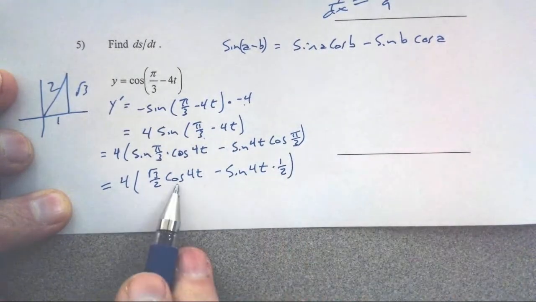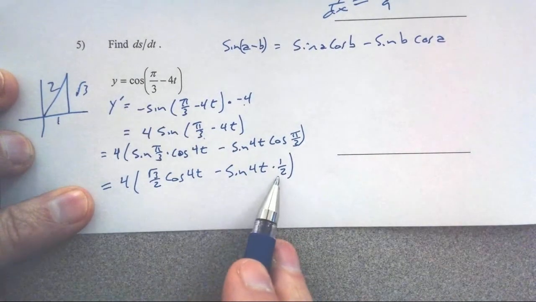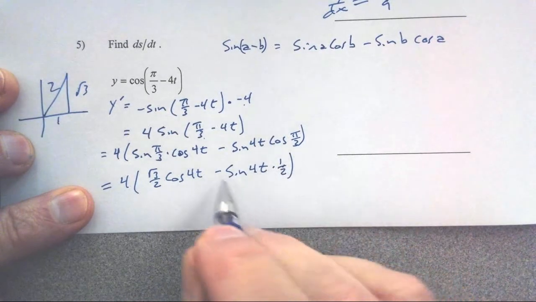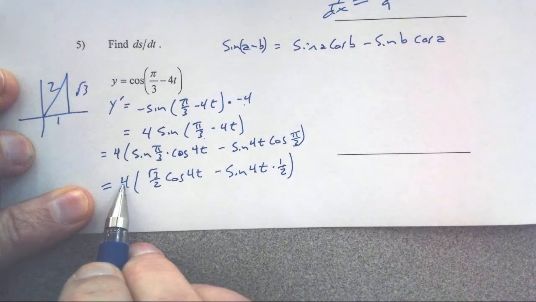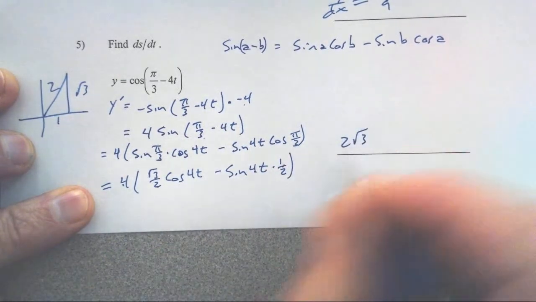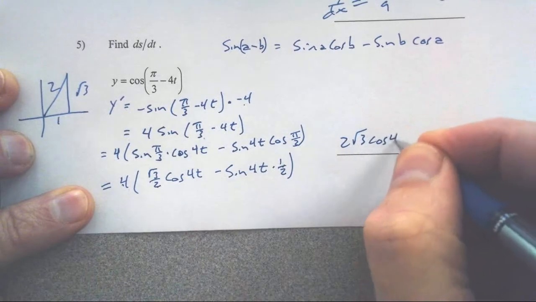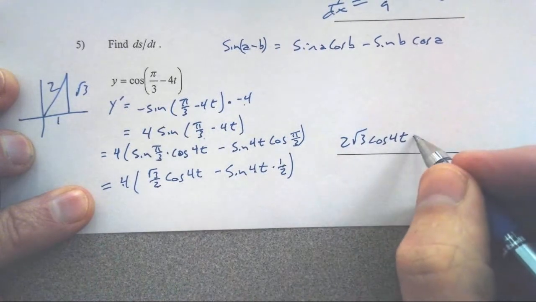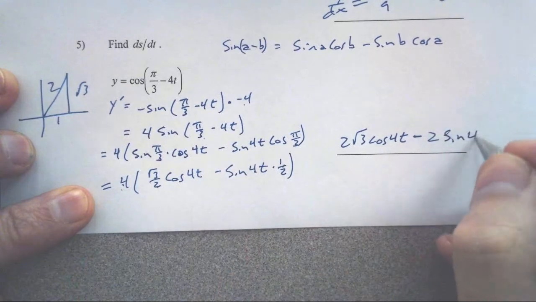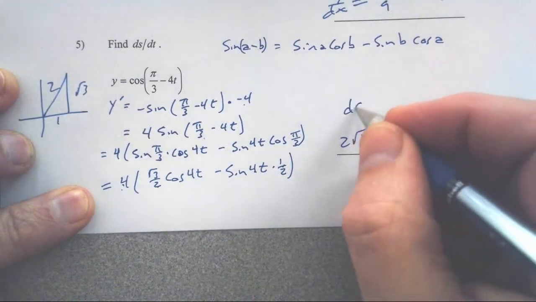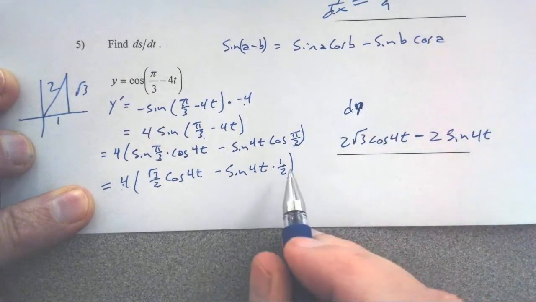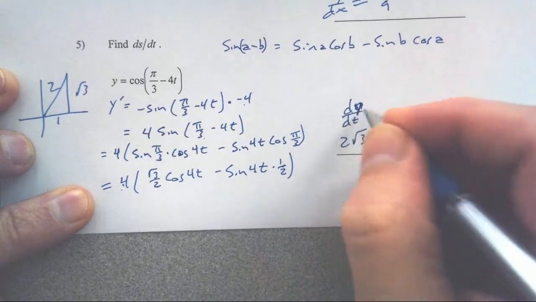If I distribute the 4 through this, that's encouraging. Understand, this 1/2 is not times that 4t. This 1/2 could be out in front. Distribute the 4 through this, I get 2 root 3 cosine 4t minus 4 times 1/2, 2 sine of 4t. dy... Oh, and look at, are they still t's? Good. dy dt equals.